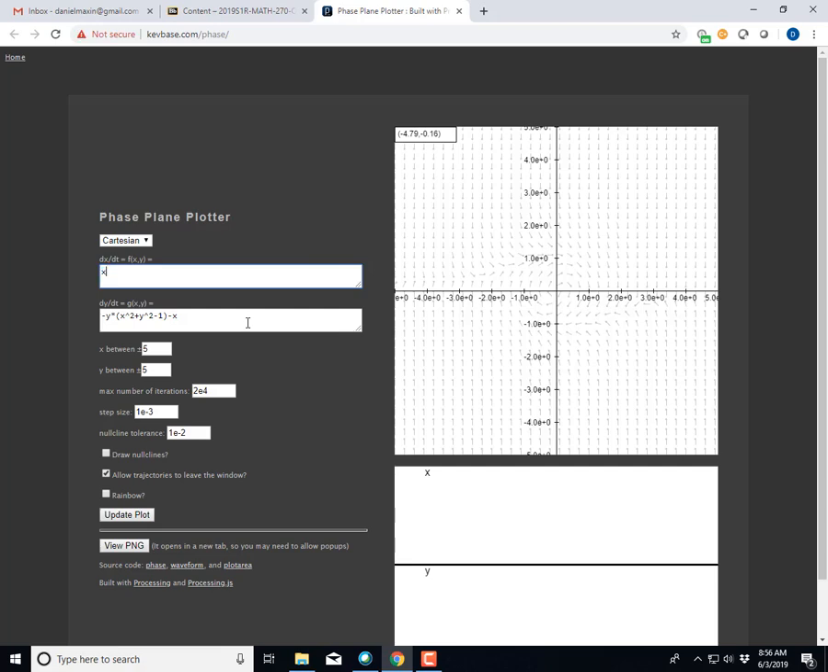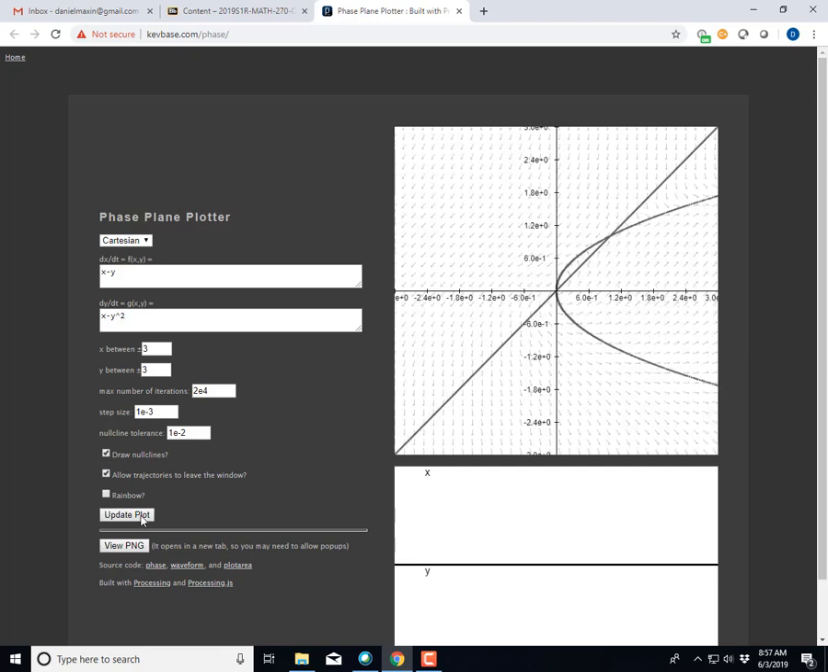So let's actually start with our first example. x prime equals x minus y, and y prime equals x minus y squared. Here you can choose the viewing window, which has to be symmetric. It's plus minus something, right? So let's make the range plus minus 3, because we want to be a little bit closer to the equilibrium points. Remember, the equilibrium points on this problem were (0, 0) and (1, 1). And make sure you select here draw null lines. So select this option here, and then update plot.